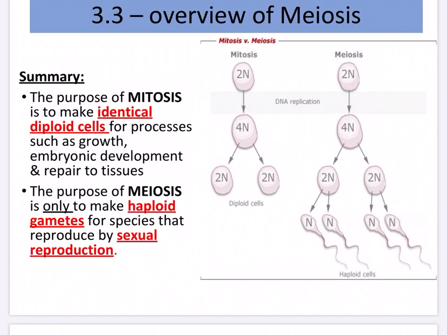So the purpose of mitosis is to make identical diploid cells for processes like cell growth, embryonic development, and repair of tissue. The purpose of meiosis is only to make haploid gametes for the purpose of sexual reproduction.